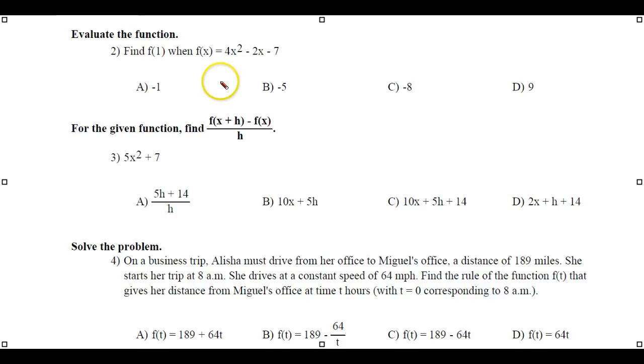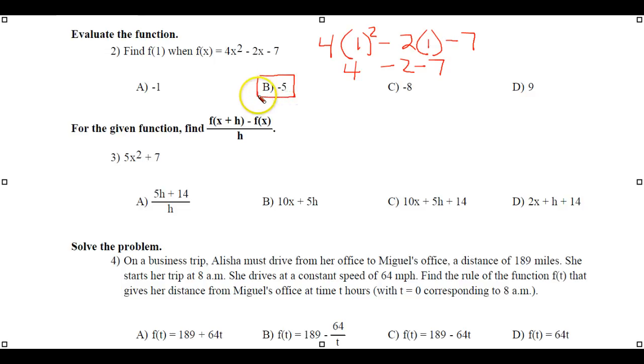Okay, now number 2, we have this function. So what we're asked is to substitute a 1 wherever there is an x. So 1 squared is 1, so this is 4. This is minus 2, minus 7, so that's 9. So a positive 4 and a negative 9 is a negative 5, letter B.